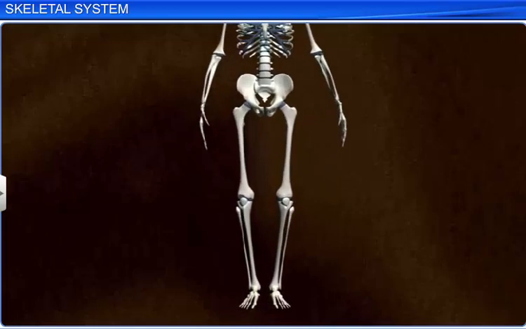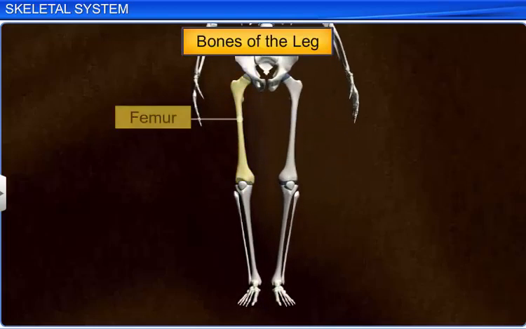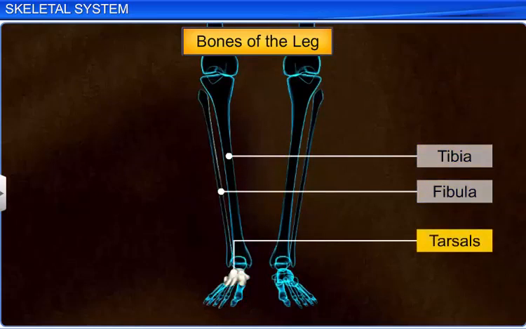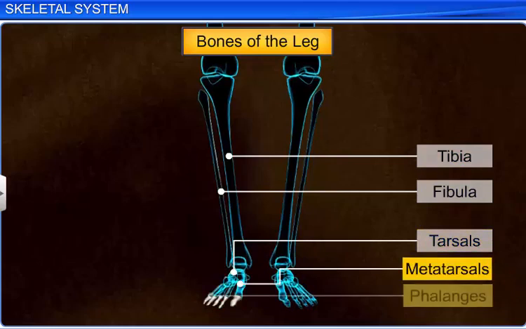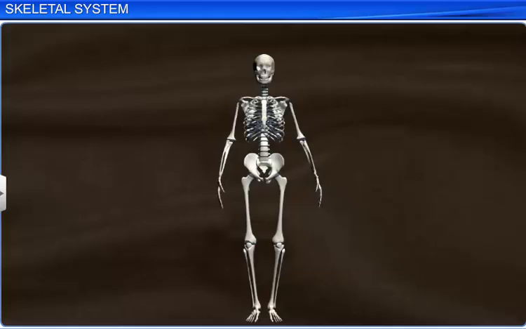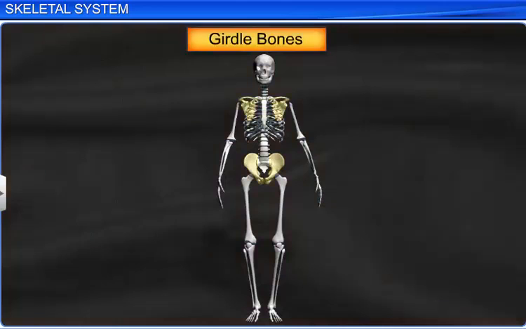The bones of the hind limb or leg consist of the femur or thigh bone, tibia and fibula, 7 tarsals or ankle bones, 5 metatarsals, and 14 phalanges. Another bone called the patella or kneecap is found on the ventral side of the knee. The remaining 6 bones form the girdle bones, which articulate with the limb bones to the axial skeleton.